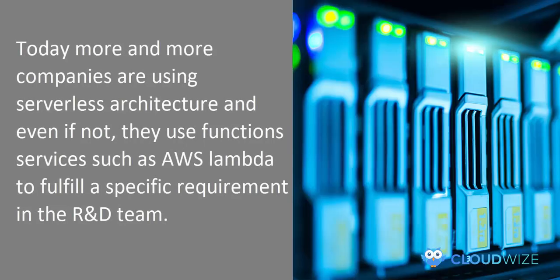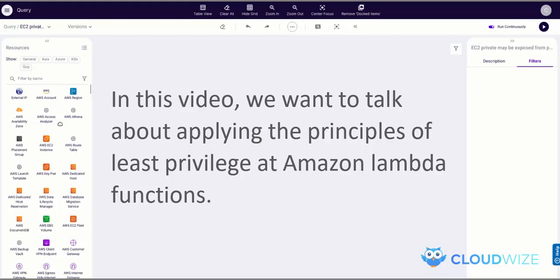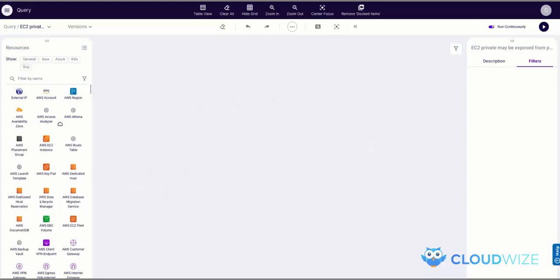Today, more and more companies are using serverless architecture, and even if not, they use function services such as AWS Lambda to fulfill specific requirements in the R&D team. In this video, we want to talk about applying the principle of least privilege at Amazon Lambda functions.